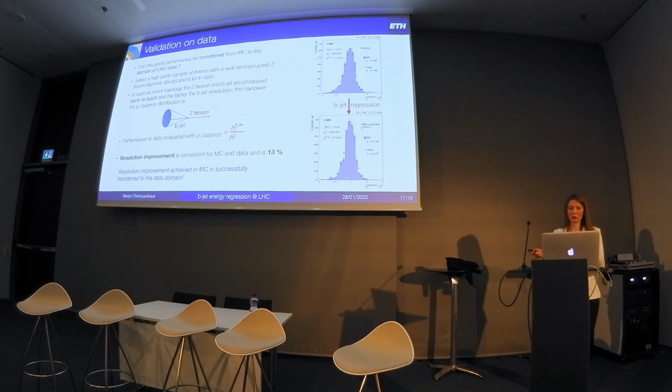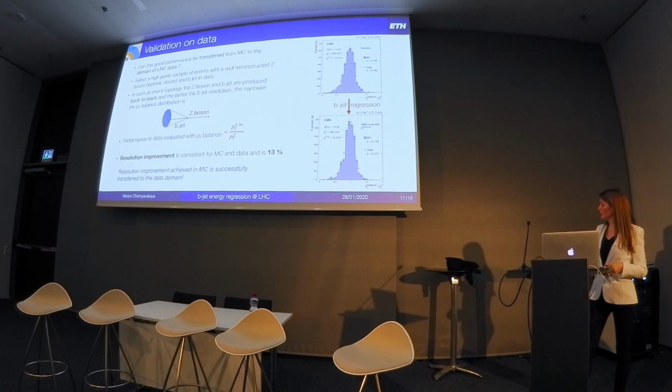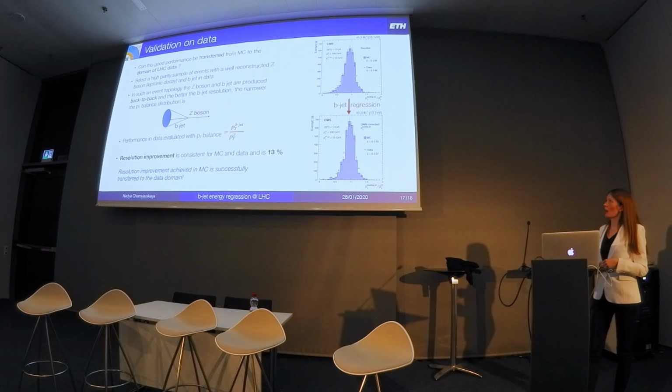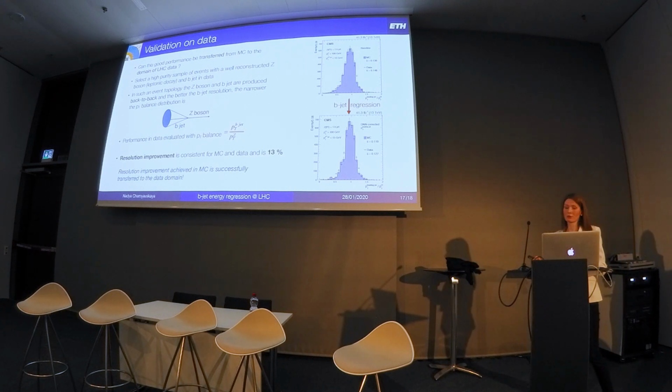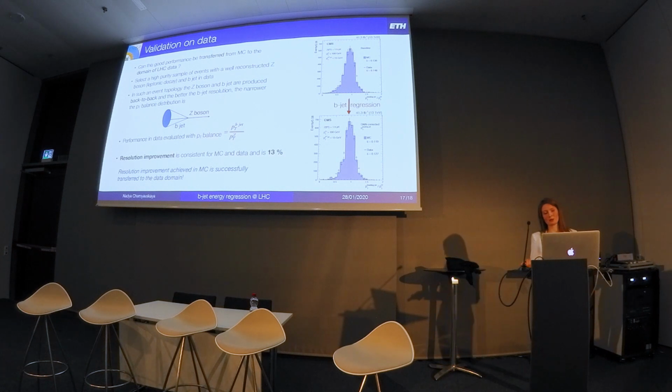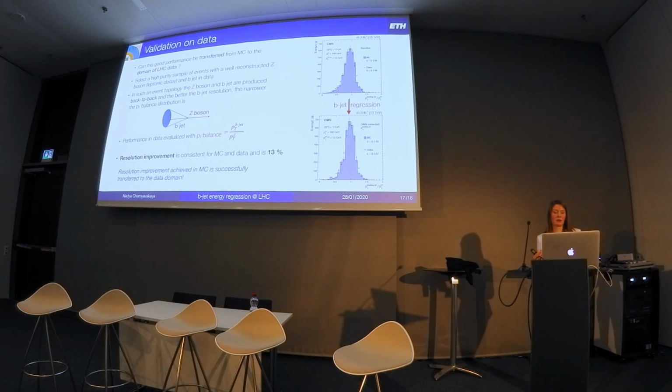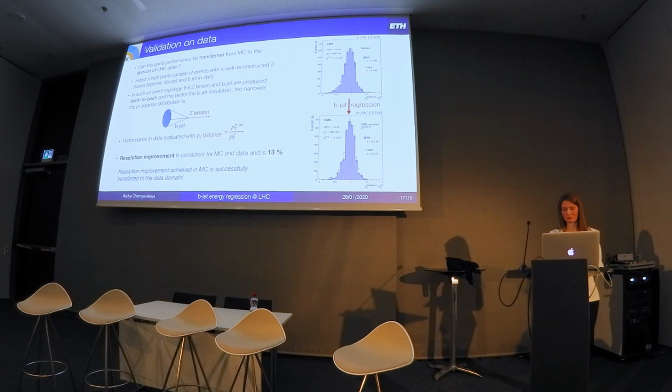So we extract the sample of B-jets in data, and here you see the distribution of this ratio of the two momenta before and after regression. If you look at the relative resolution improvement, we get 13% in both Monte Carlo and data. And this is a very important check because we see that the resolution improvement that we achieve in Monte Carlo is successfully transferred to the domain of real data.